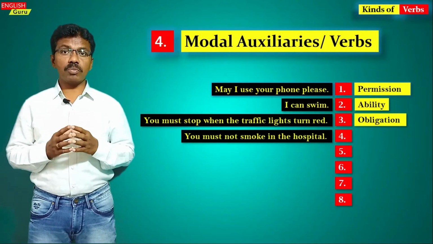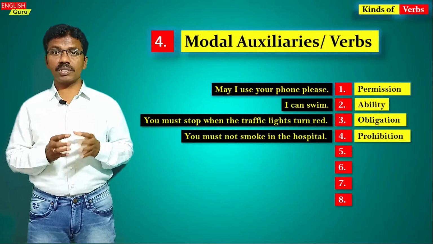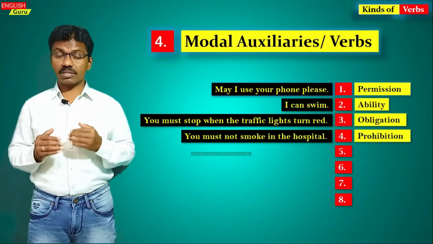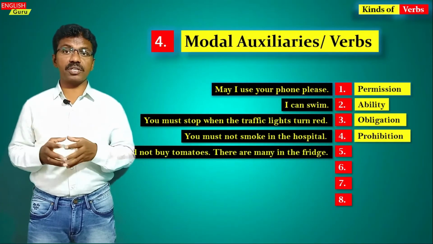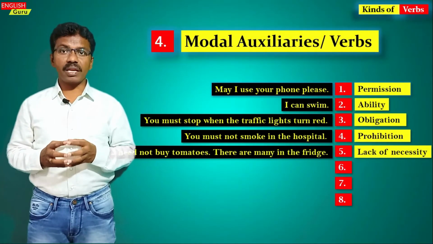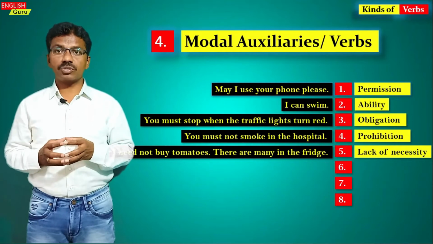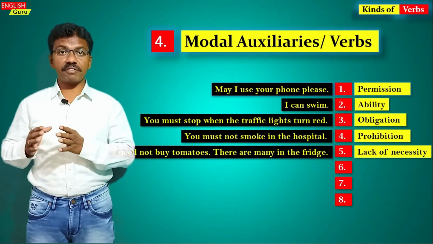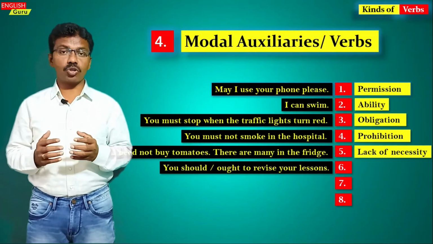And the next one is, you must not smoke in the hospital. It is a prohibition. Must is again used to talk about the prohibition. And the next one is, I need not buy tomatoes. There are many in the fridge. So here we are talking about lack of necessity. Need is a modal auxiliary.